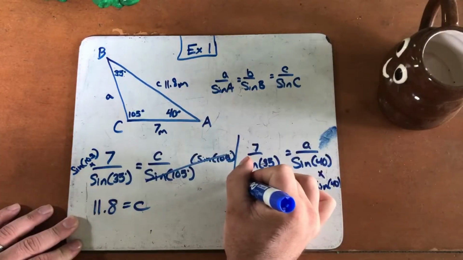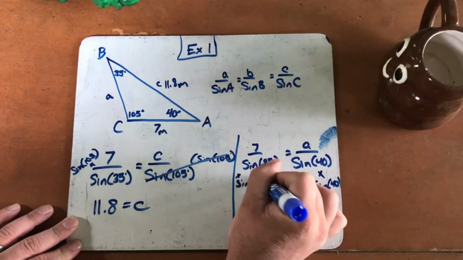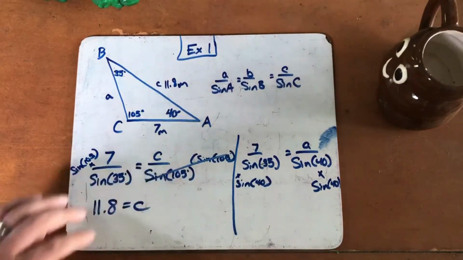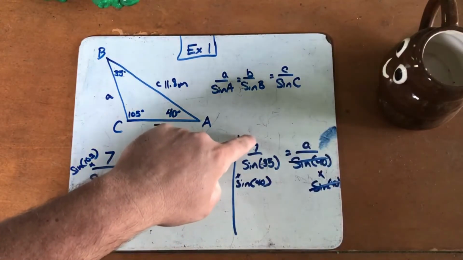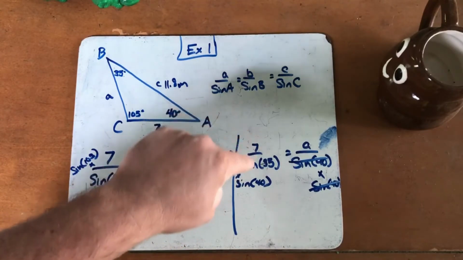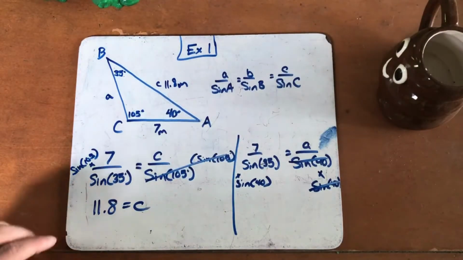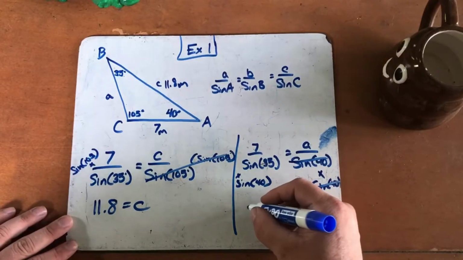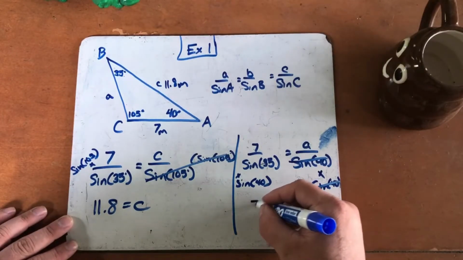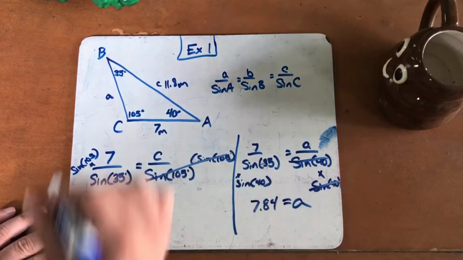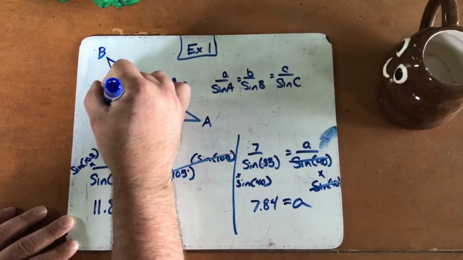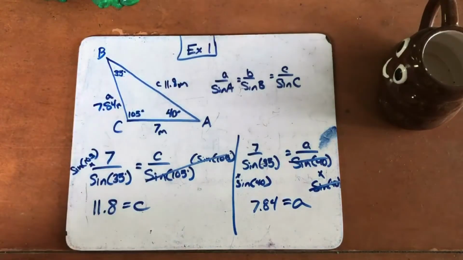Multiply this side by the sine of 40. So these two sine of 40s cancel out, leaving me with A, and I have the sine of 40 times 7 divided by the sine of 35. So kind of like what I did over here. And I find out that that is 7.84, which is A. So little a is 7.84 meters.